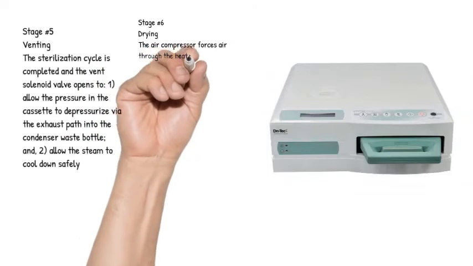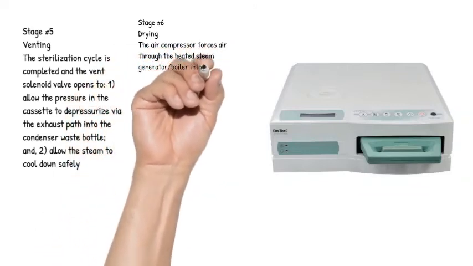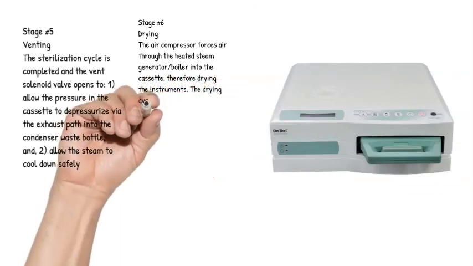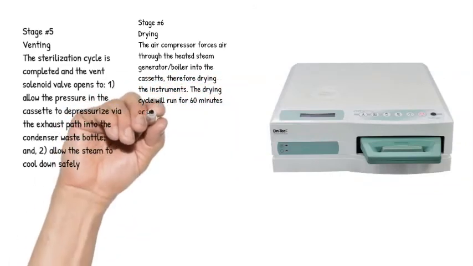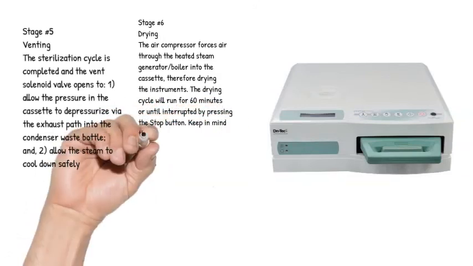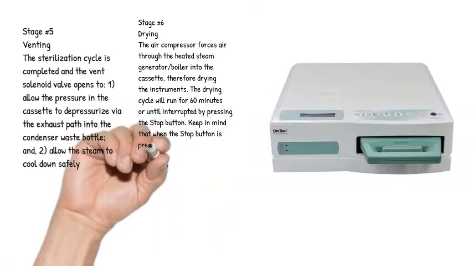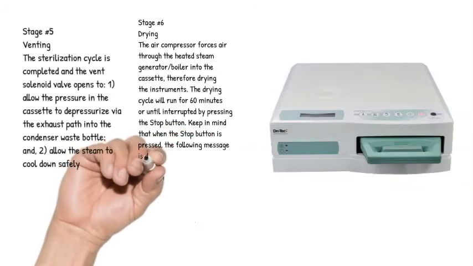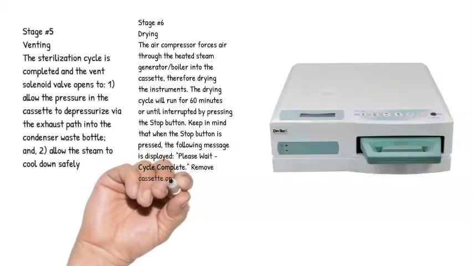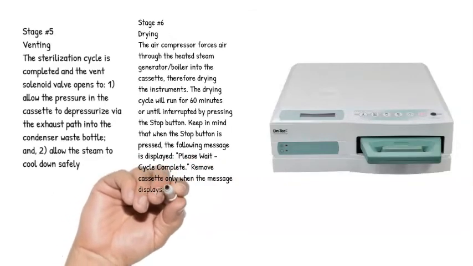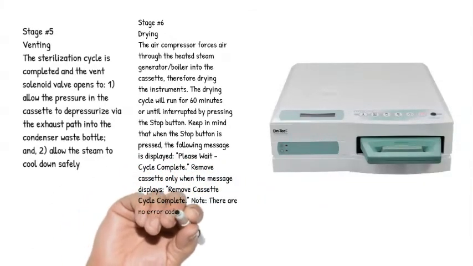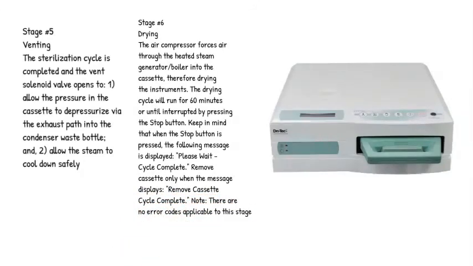Stage number 6. Drying. The air compressor forces air through the heated steam generator/boiler into the cassette, therefore drying the instruments. The drying cycle will run for 60 minutes or until interrupted by pressing the stop button. Keep in mind that when the stop button is pressed, the following message is displayed: please wait, cycle complete. Remove cassette only when the message displays, remove cassette cycle complete. Note, there are no error codes applicable to this stage.